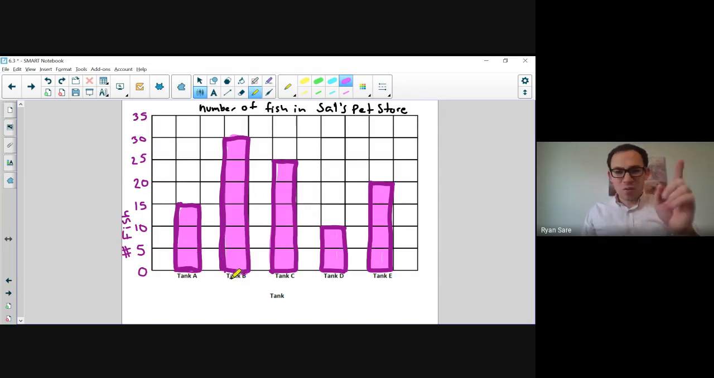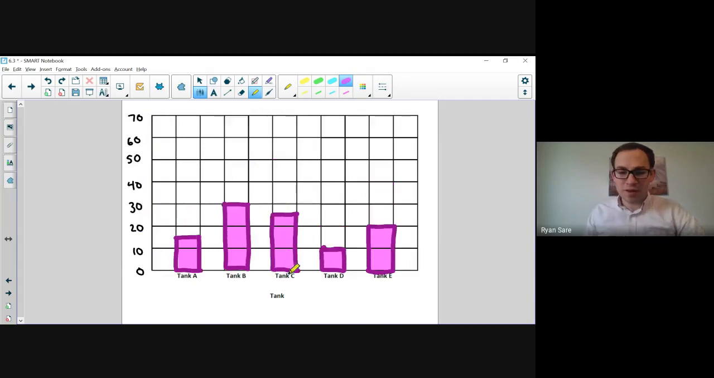If I look at any one piece of data, like tank C, for example, I can see it's 25 fish. If I go to this one, tank C, it's somewhere in between 20 and 30, and it looks like it's supposed to be about halfway in between, so we would guess 25. And so it's still sharing us the information, it just might not be as easy to tell, or we might not be as accurate. Okay? So the scale just means that each jump is an equal value jump, just like we had on tape diagrams.